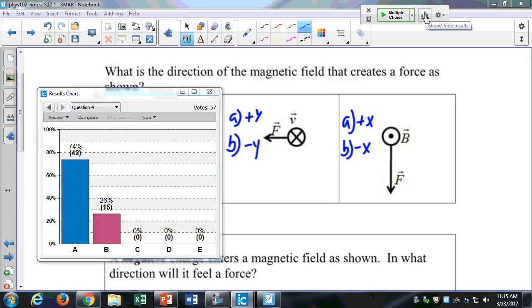Okay, so here F is down. B is out of the page. That means I need to rotate around like this so that B comes out of my palm. And that means my velocity vector is going to be to the right, which is positive X, right? Yeah. So my velocity vector here.